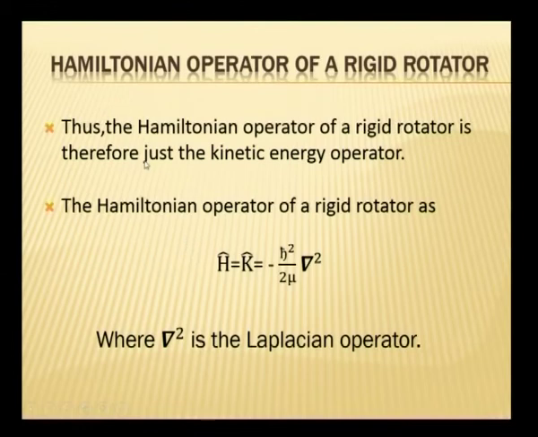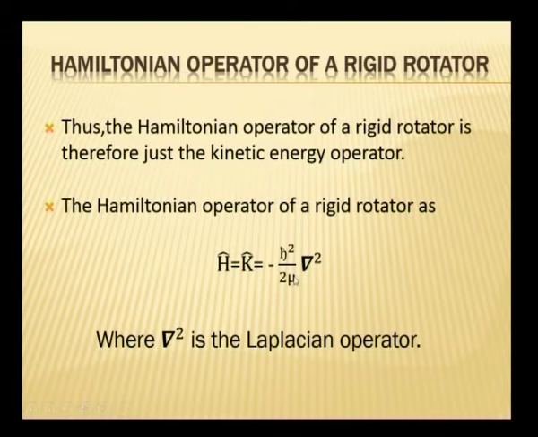Thus, the Hamiltonian operator of a rigid rotator is just the kinetic energy operator. You write the Hamiltonian as T plus V. Here there is no V, so you will have only T, and T, the kinetic energy operator, is minus h bar square by 2m into del square, where del square is the Laplacian operator.